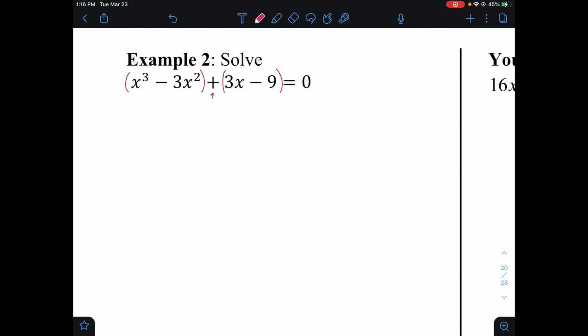Okay, so looking at my first 2 terms, I can factor out an x squared. I'm left with x minus 3. My second 2 terms, I can factor out a 3, so I'm left with x minus 3. Don't forget, this is a great time to check if what you have in the parentheses is the same. That means you're on the right track. Then we say, okay, what I have inside my parentheses is x minus 3. What I'm left with is x squared plus 3. So now I'm going to set each of them equal to 0 and solve.